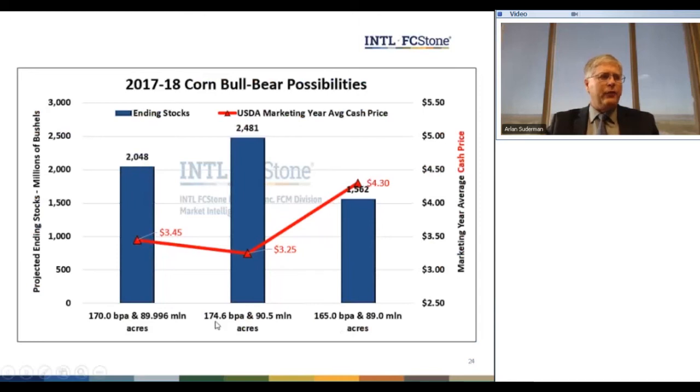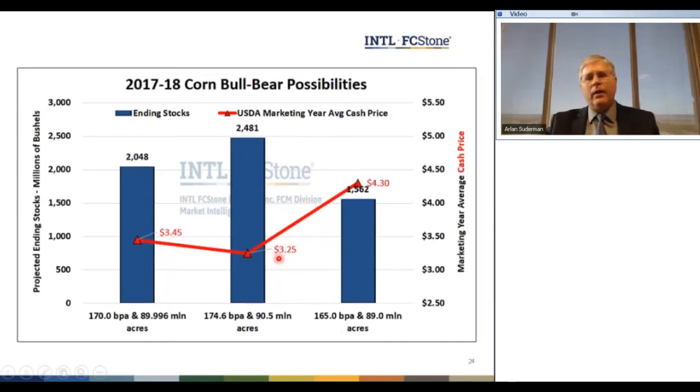If we repeat last year's yield, and we do have a little bit more acres in here because we went up and then fell back a little bit more, like I was explaining earlier in the webinar, we could actually end up with something closer to 2.5 billion bushels. And so that would suggest a marketing year average cash price a little bit lower, around 3.25.